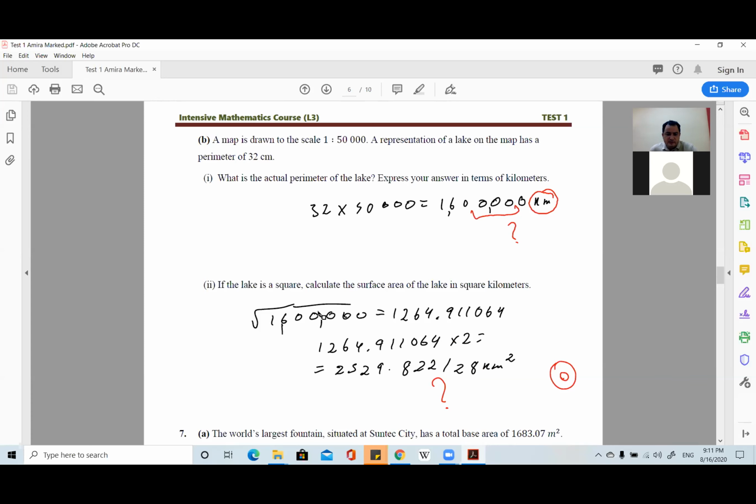And the same mistake here, if the lake is a square. Since the perimeter is given as 32, if it is a square, one side of the square must be 8 centimeters, right? So from here, we need to find the area. 8 times 8 is 64 centimeters squared. Then we have to change this into kilometers using this scale.